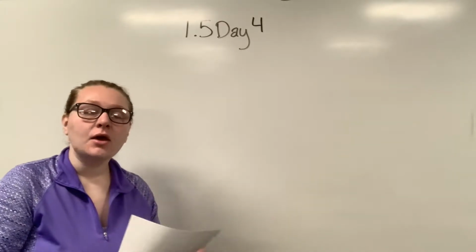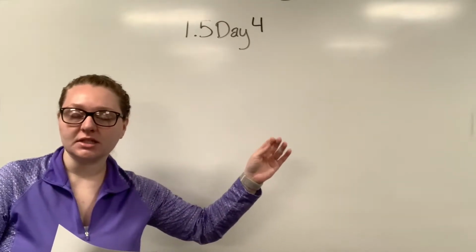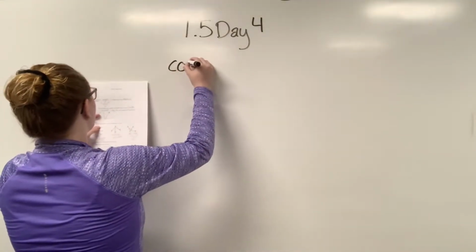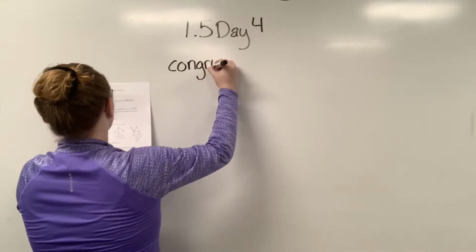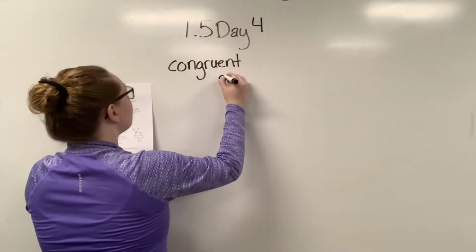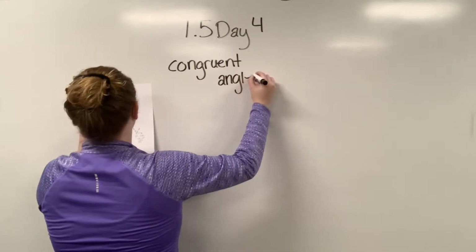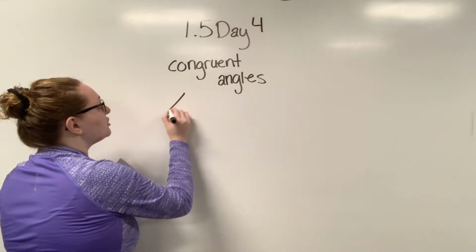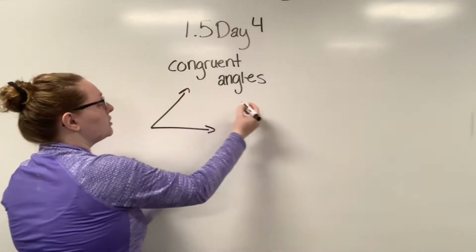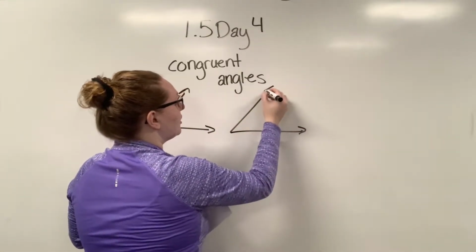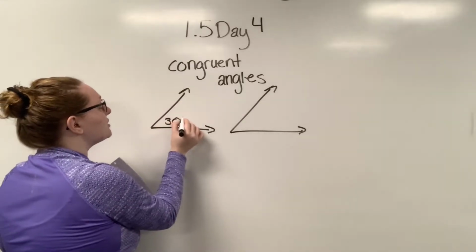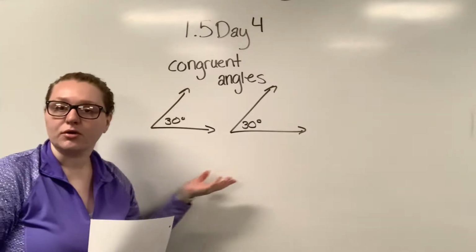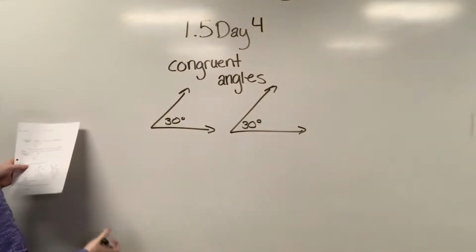Okay, so today we're going to talk about things that we learned with segments and apply them to angles. The first thing we have is congruent angles. Just like we had congruent segments, we're also going to have congruent angles. These are two angles that have the same measure, the same number of degrees. So if we have two angles right here, and I say that this one is 30 degrees and this one is also 30 degrees, then these two are congruent because they're both 30 degrees. They have the same measure.